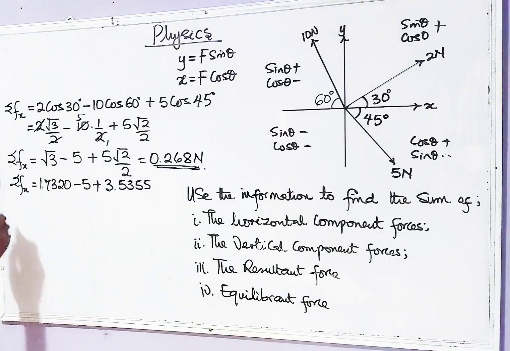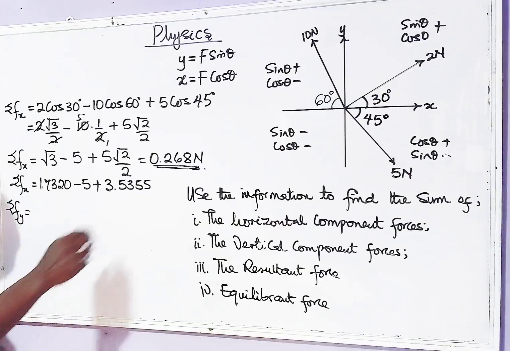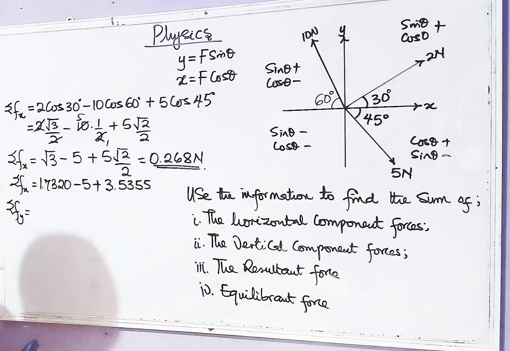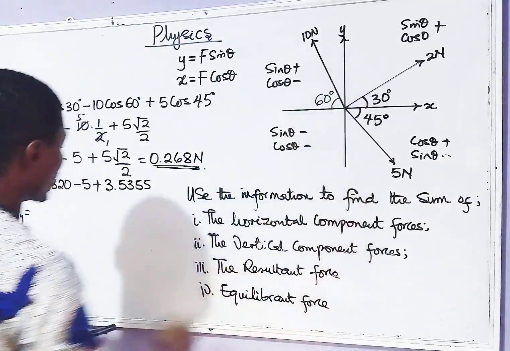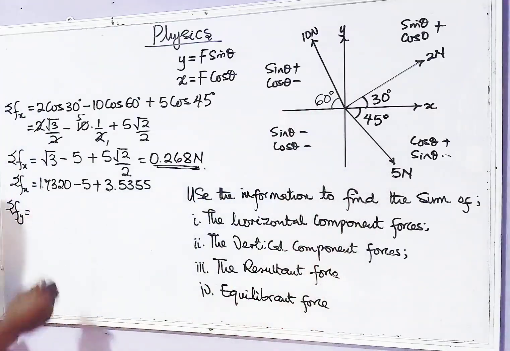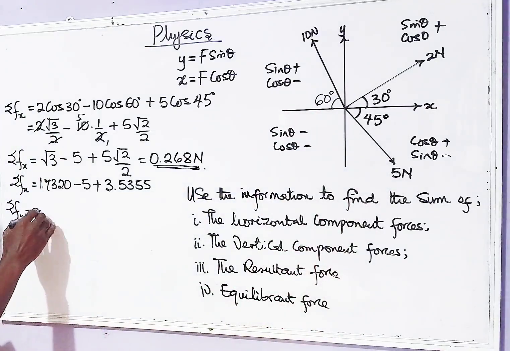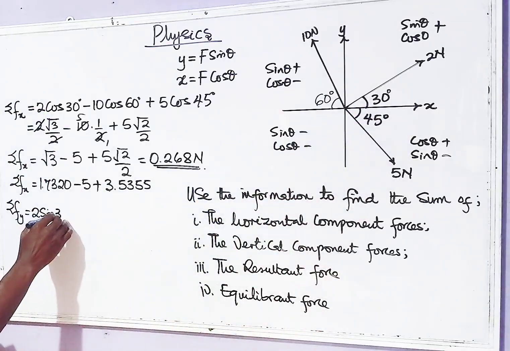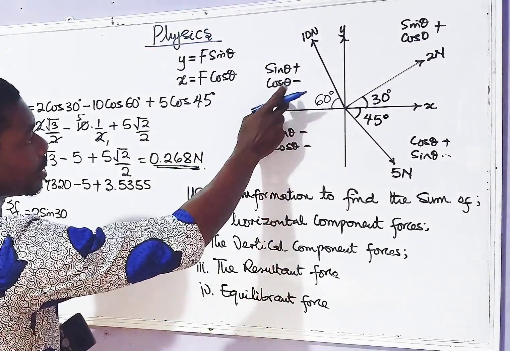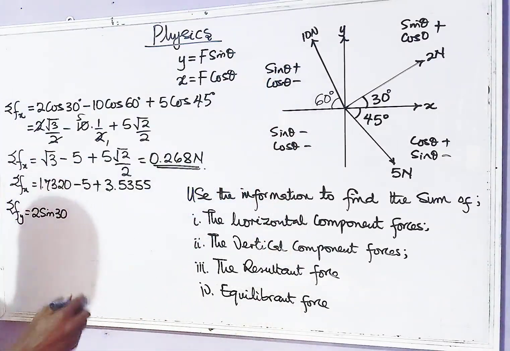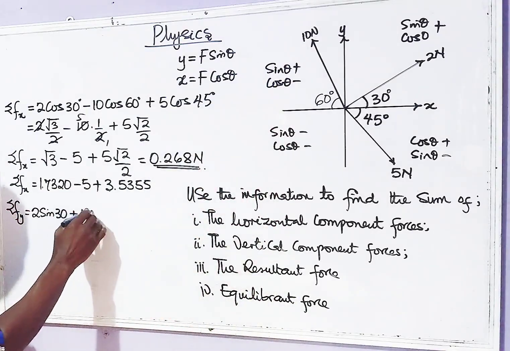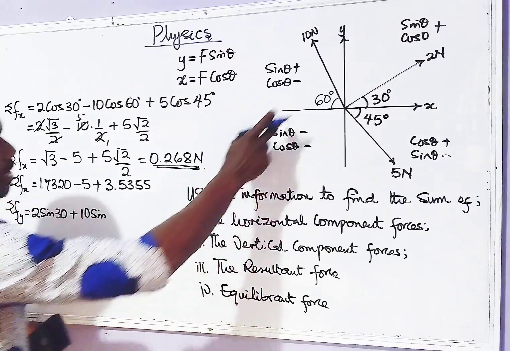So for the y, here is the y, the force, and the sine of the angle. For this quadrant first, we have 2, which is the force, then sine, and the angle here is 30. Now let's move to the next one. The sine here also is plus. Then the force here is 10, then sine 60.